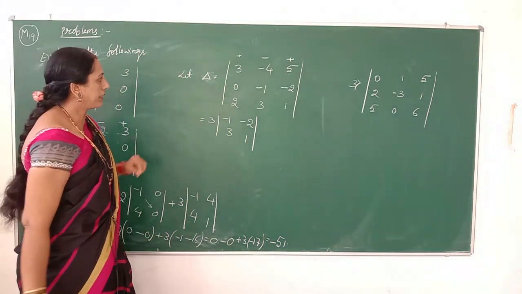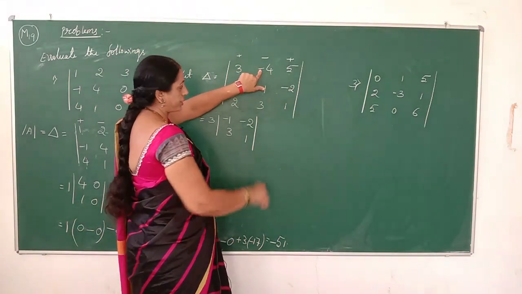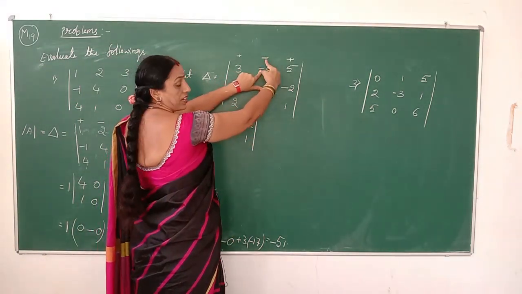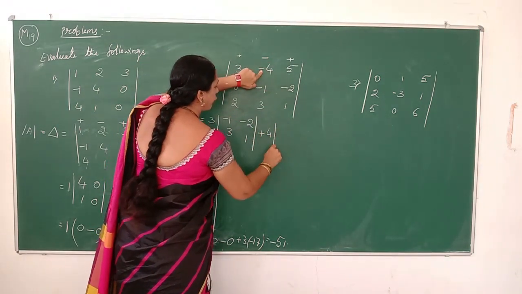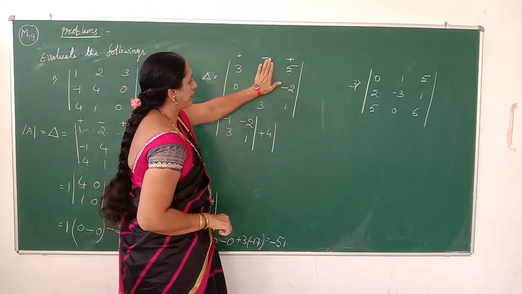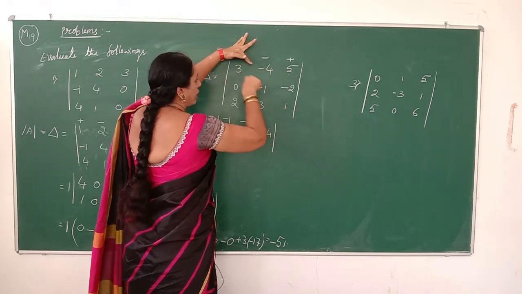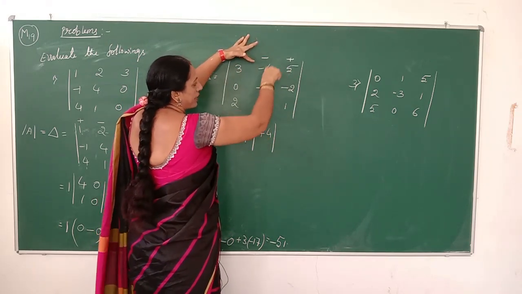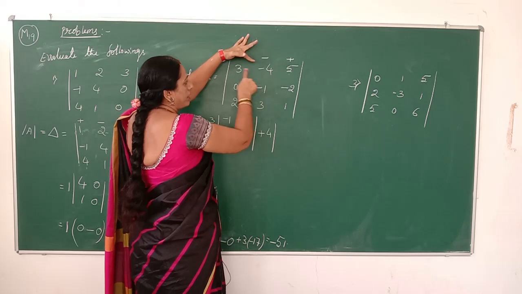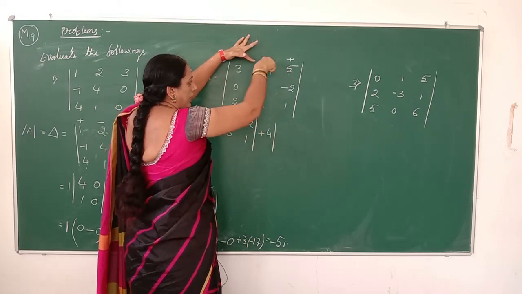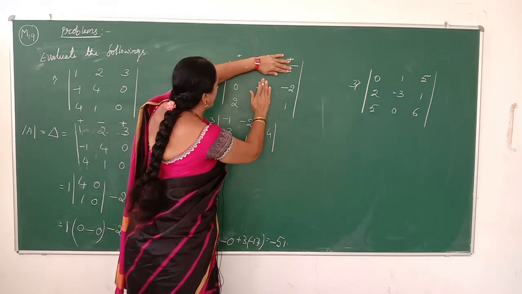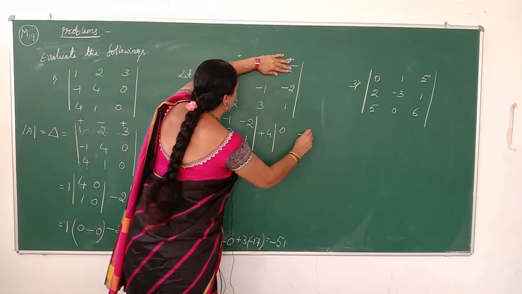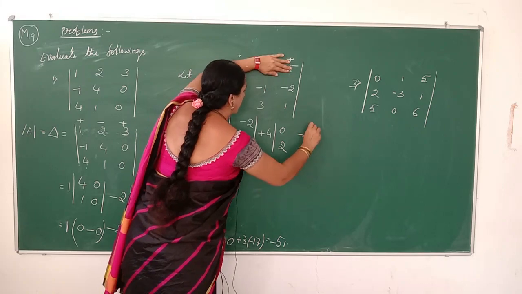Then the second element is minus 4. After that, multiplied by its sign, minus into minus is plus 4 of. 4 is an element of the second column, first row. These elements get neglected. Minus 4 is an element of the first row, second column; the rest get neglected. What are the remaining elements? 0, minus 2, 2, 1.